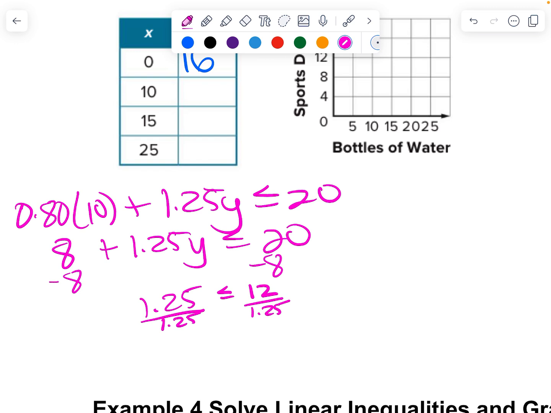Let's see. 12 divided by 1.25. Y is less than, it's 9.6. Okay.